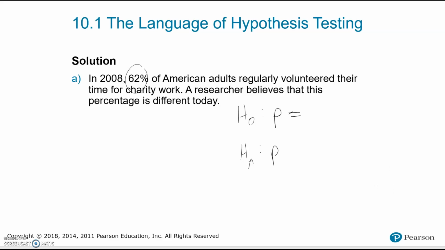H0, HA, or H1 if you want. And then we'll use P. You'll never use P hat. And the H0 will always be equal. And then you have to decide what symbol to put here. A researcher believes this is different. Is different. Is not equal to. And this is what they think P is. That's going to be step one of our hypothesis test.